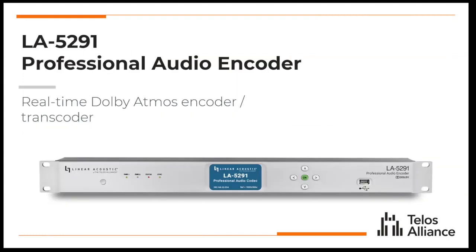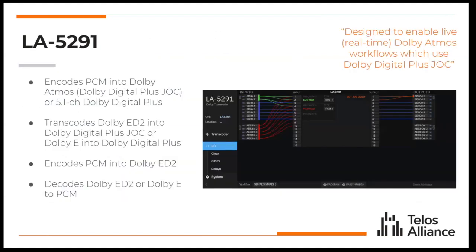Our next unit is the LA5291, and this is a Dolby Atmos encoder. This is using the Dolby Digital Plus JOC bitstream to deliver, so this can be used today for the Atmos services that are on the air today. So it will encode PCM into Dolby Digital Plus JOC.